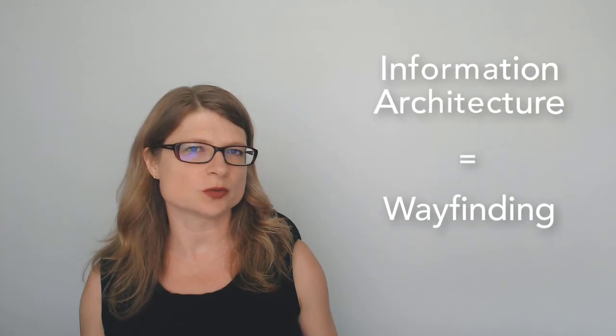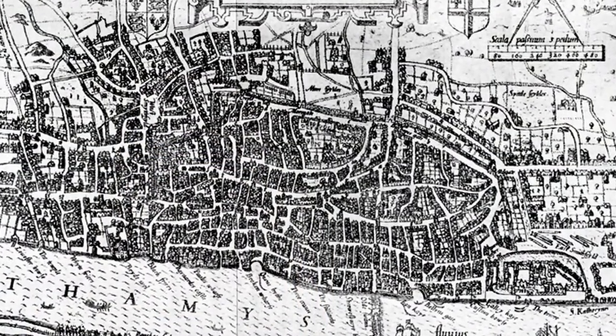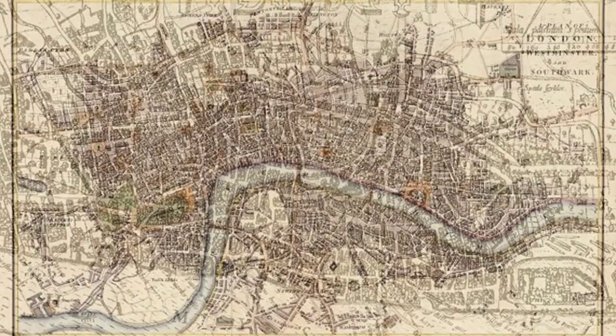Your information architecture is how people find their way through your product. It's kind of like their map. Let's look at a map. This is London in 1593. You can see that it grew very organically on the Thames River.